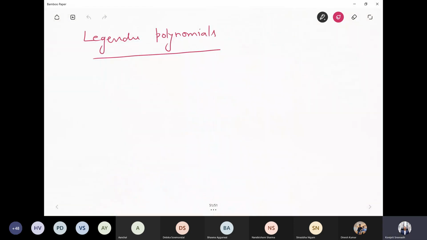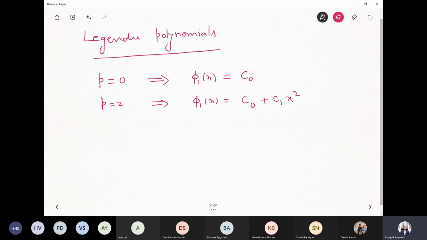When I take p equals 0, this implies that p1(x) is going to be simply a constant, C0. Similarly, when I take p equals 2, I get p1(x) simply to be C0 plus C1 x squared. Of course, C1 I can find once I choose C0. These are the even polynomials.